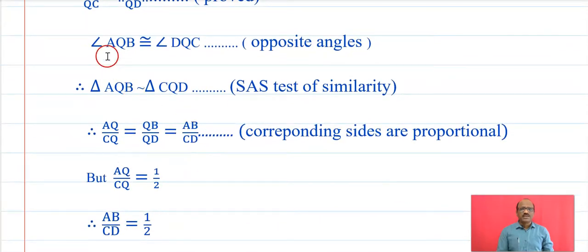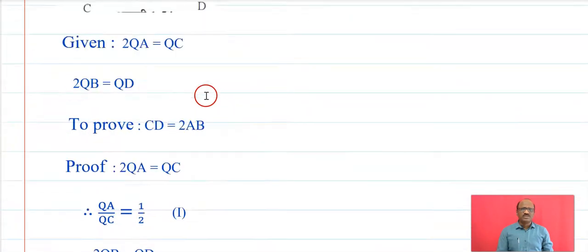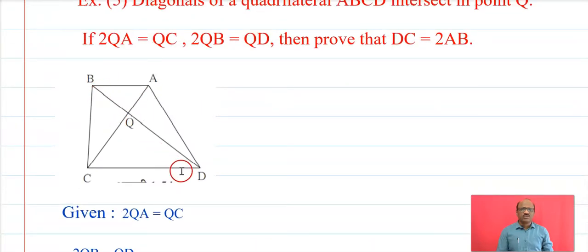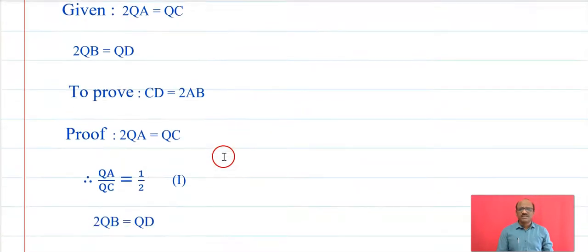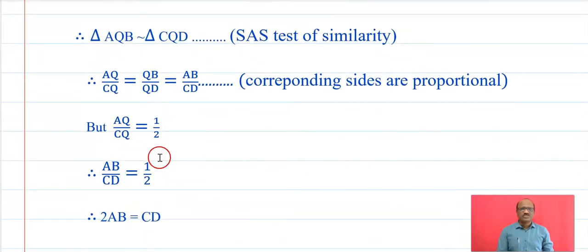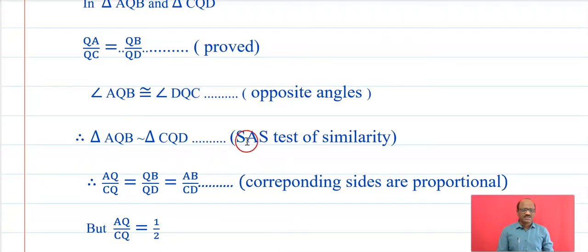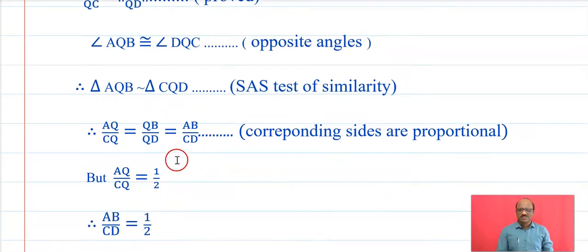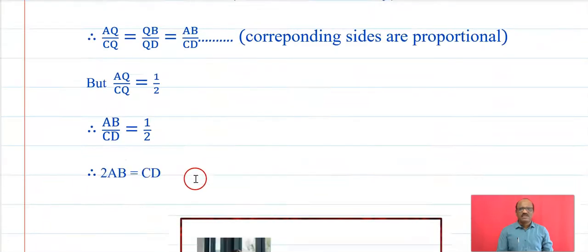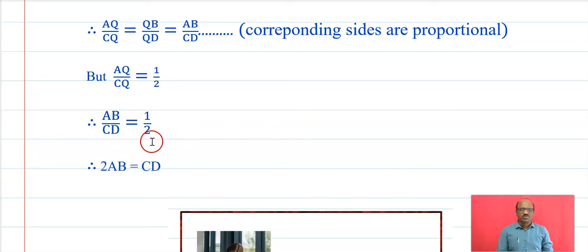And also angle AQB is congruent to angle DQC, which are vertically opposite. And that's why these two triangles are similar by the SAS test of similarity. As these two triangles are similar, their corresponding sides are in proportion. Therefore, AQ upon CQ is equal to QB upon QD is equal to AB upon CD. But AQ upon CQ is equal to 1 upon 2, and that's why AB upon CD is equal to 1 upon 2, and therefore 2 times AB is equal to CD.